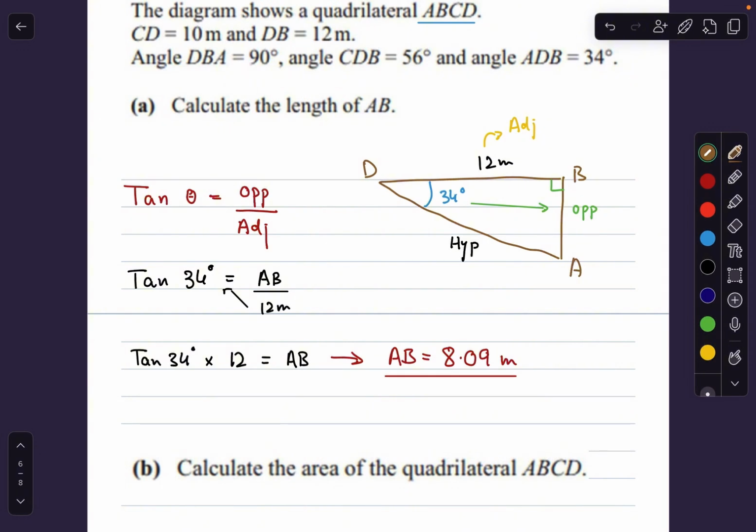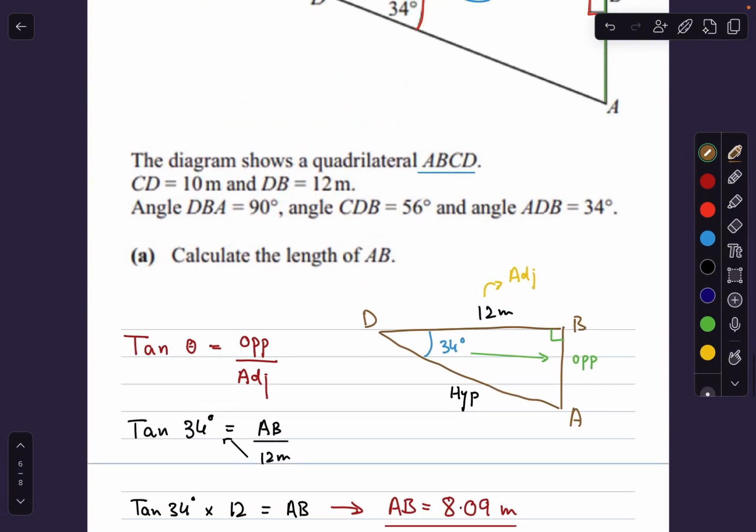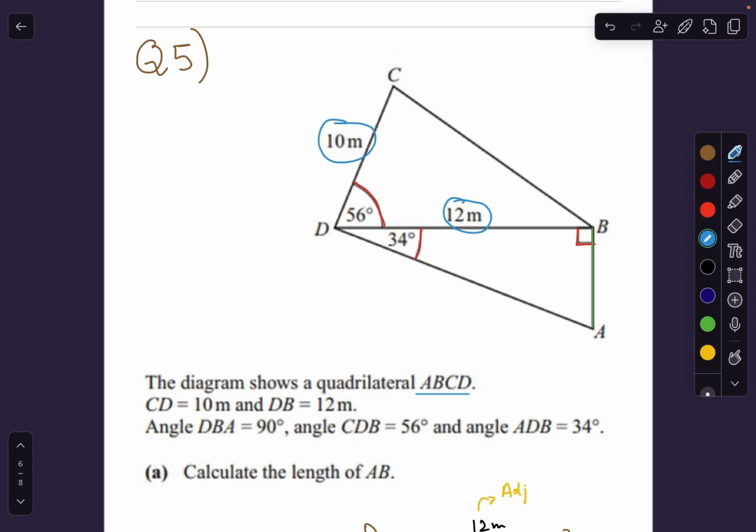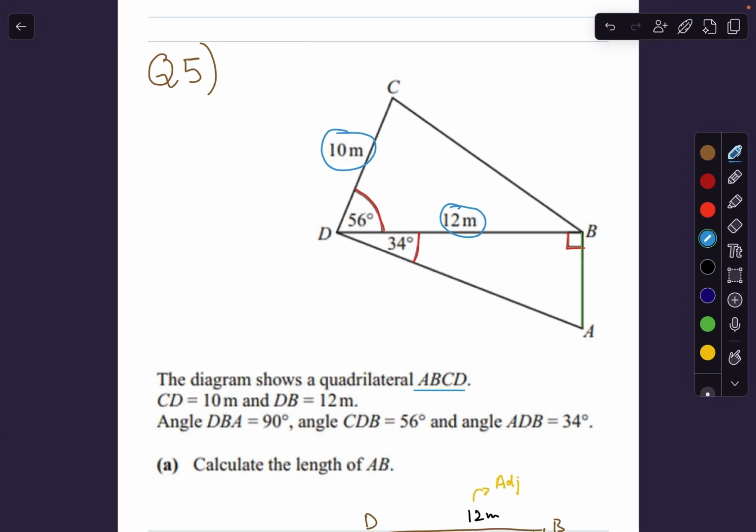Moving to part B, calculate the area of quadrilateral ABCD. We have been given a quadrilateral over here, that is ABCD. We have to calculate the area. To calculate that, we cannot get it directly, therefore we have to see there are two different triangles. We can find the area of the first triangle and then the area of the other one, and when we add them both, we'll get the answer for the area of the quadrilateral.